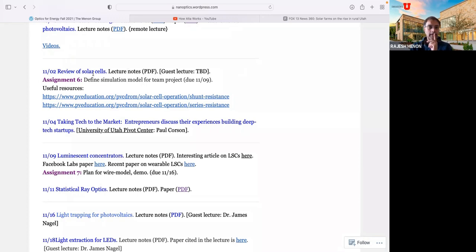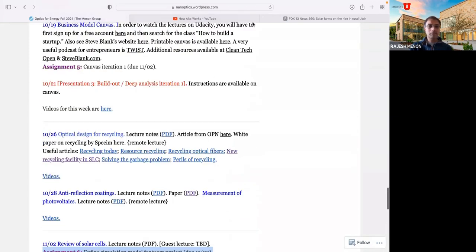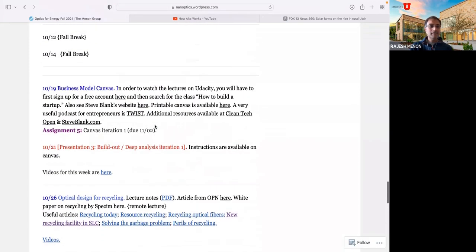So today, we're going to talk about solar cells. A quick reminder: assignment 6 is due today on Canvas, or oh, sorry, not assignment 6, but assignment 5 is due today, which was back.